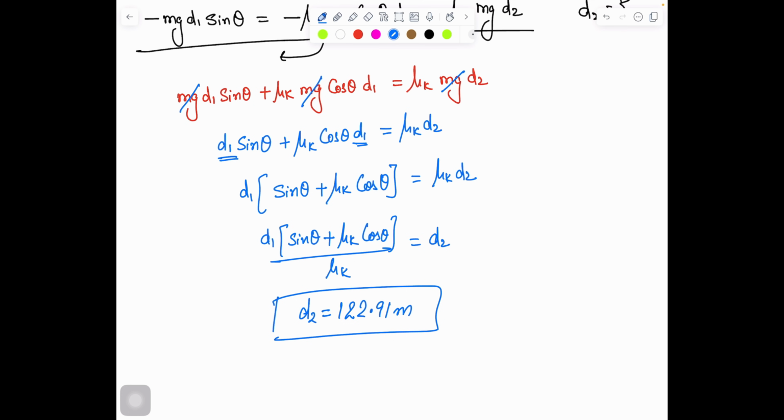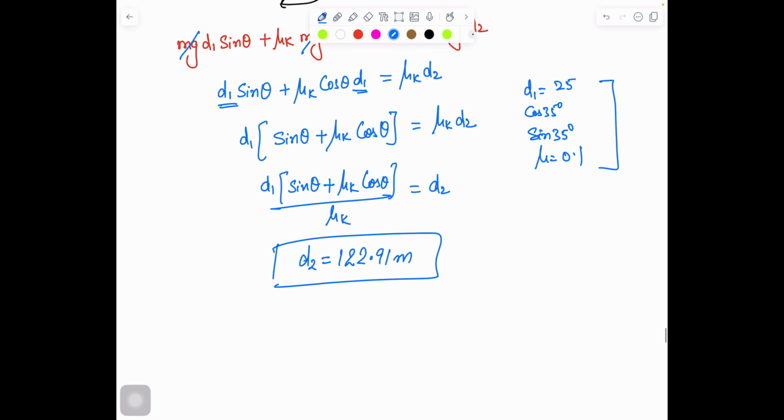Clear? Understand the real topic? Sure. Okay, so we have d1 which is 25, cos of 35 degree you need, sine 35, and mu you should know 0.1. Just place these values. Clear?